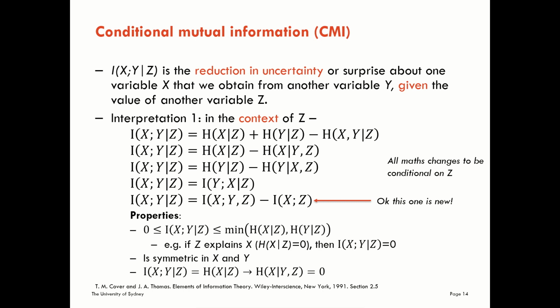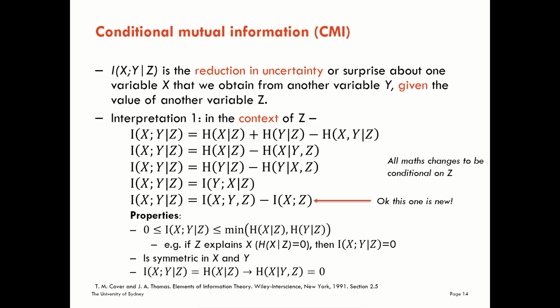The properties we can look at in the same way, simply taking the context of z. So the conditional mutual information here is now capped by the minimum conditional entropy of x or y given z, whereas before for the mutual information it was capped by the marginal entropies. So here we can see that if z explains x, for example, that is there's no uncertainty left in x after we've considered z, then we're going to have zero conditional mutual information because this zero term will be a cap on the conditional mutual information.